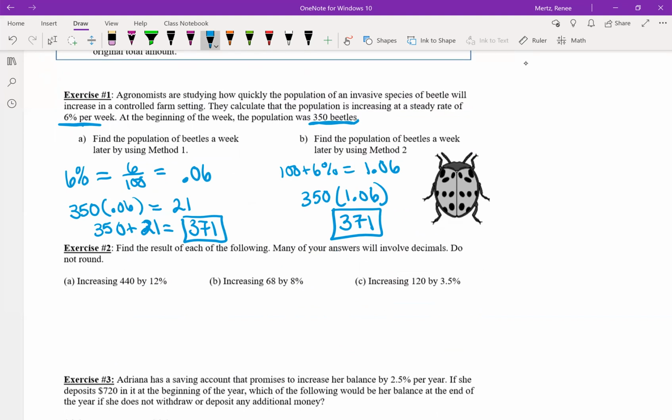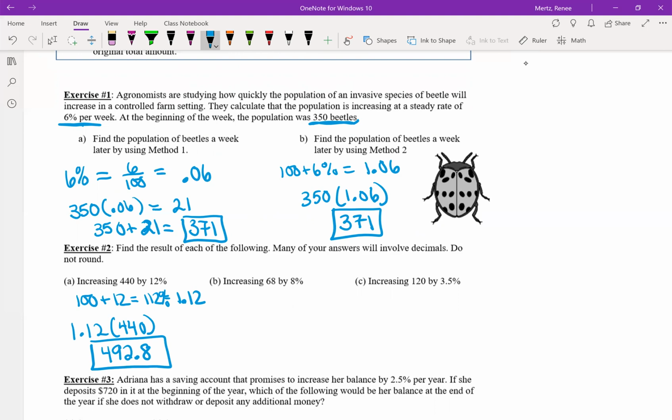So let's do this, please, using method 2. We're going to increase 440 by 12%. So increasing means to add: 100 plus 12 equals 112, which is 1.12 as a decimal. So 112% is 1.12. So multiply 1.12 times 440 to get 492.8.